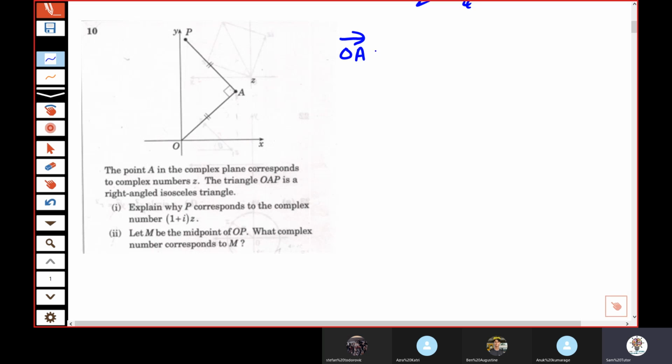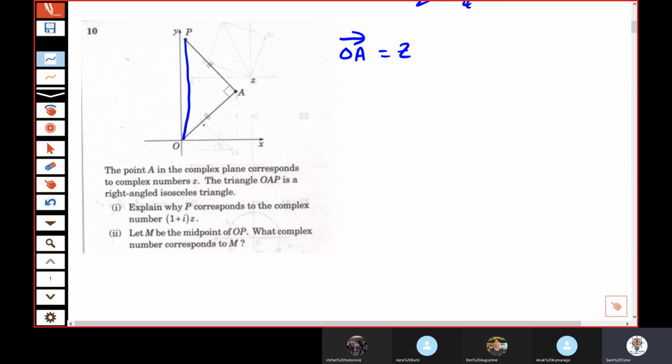You're doing different things. Vector OA. You do a little bit of this, don't you? In 3 of vectors, yeah, we did a little bit of just addition, subtraction and stuff. That's it. Vector OA. Any rotations? I don't think so, because you can only rotate through cis. Anyways, OA equals Z. We're okay with that? The triangle OAP is a right-angled isosceles.